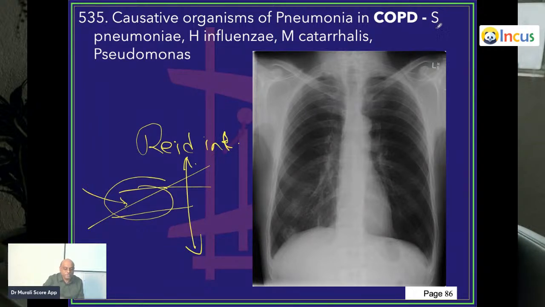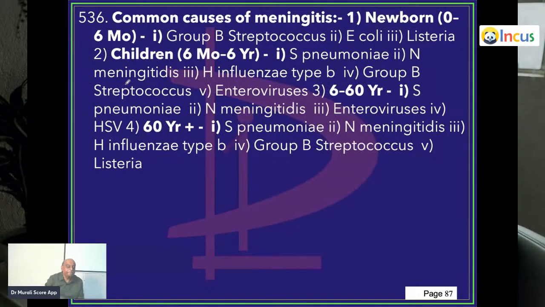So then comes Streptococcus pneumoniae, H influenza, Moraxella catarrhalis and Pseudomonas. These are the organisms specially in COPD. So a lot of times MCQs are asked, what are the typical organisms in each of the scenario? Alcoholics, immunocompromised, cystic fibrosis, etc., etc. So you'll remember it, right?